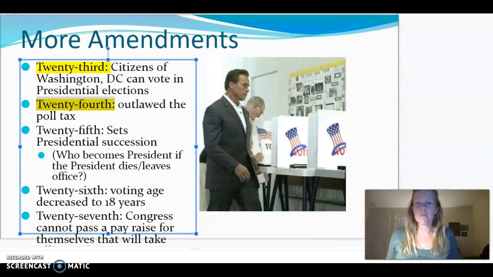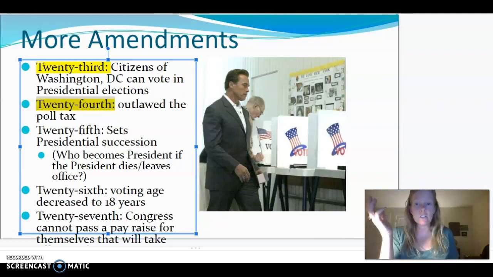All right, wrapping up our 23rd to 27th. Some of these deal with voting rights. I think you had a question on that on another activity we did. The 23rd Amendment: citizens of Washington, D.C. now get electoral votes in the Electoral College. They actually get 3 according to this amendment. So think the 23rd Amendment, D.C. gets 3 electoral votes in presidential elections.